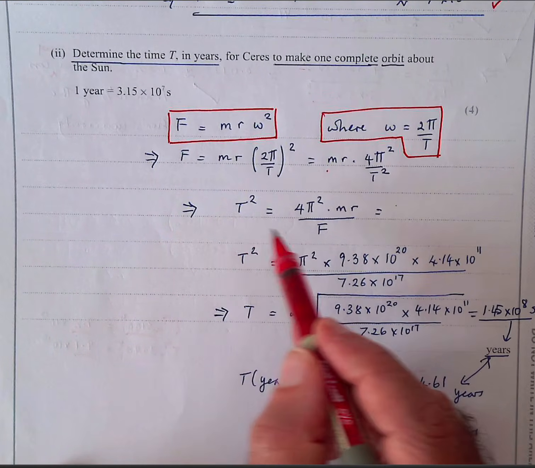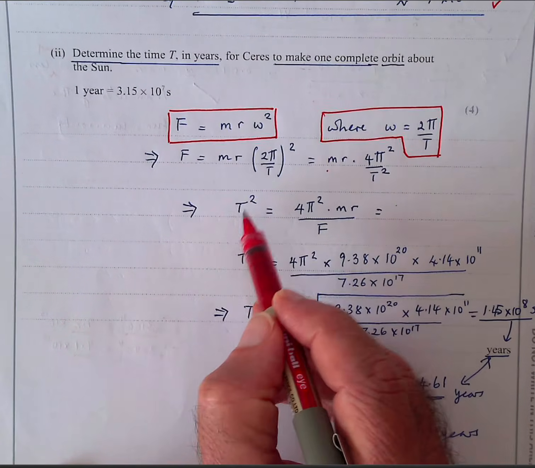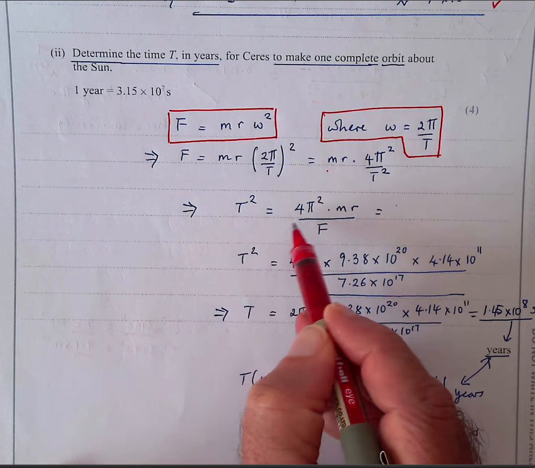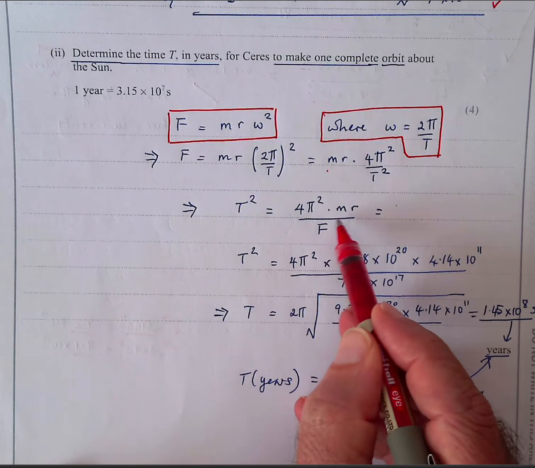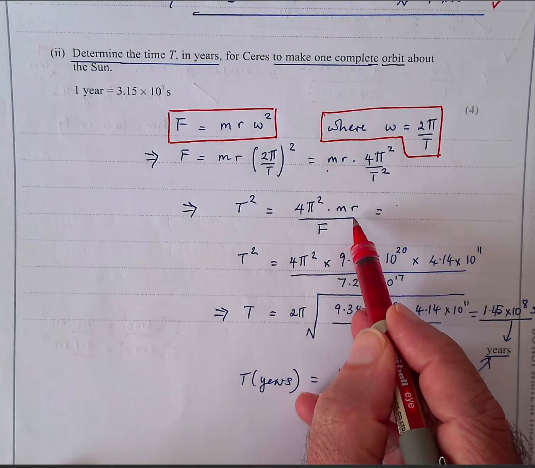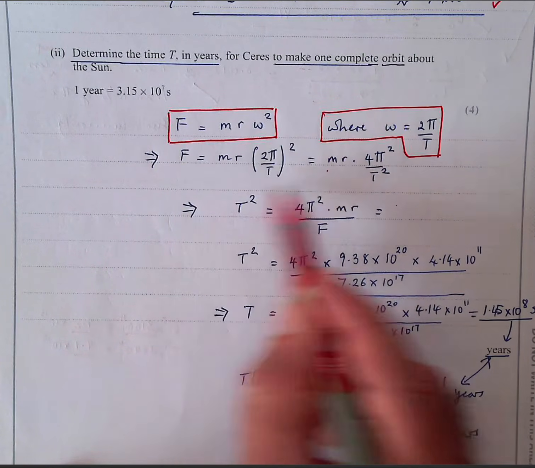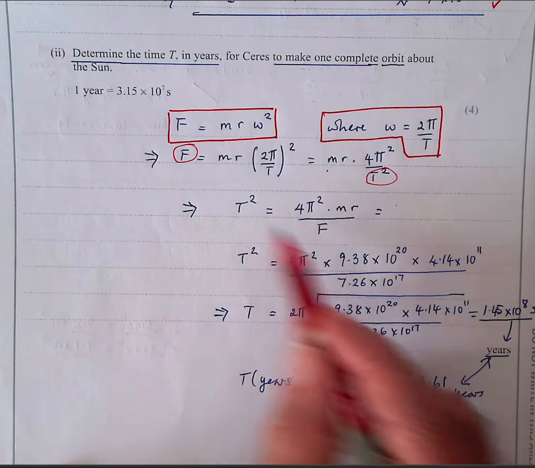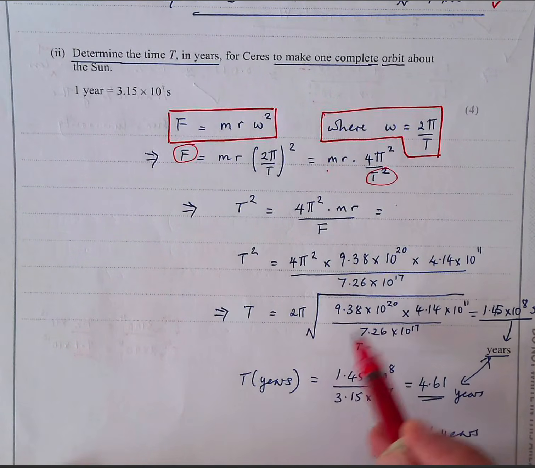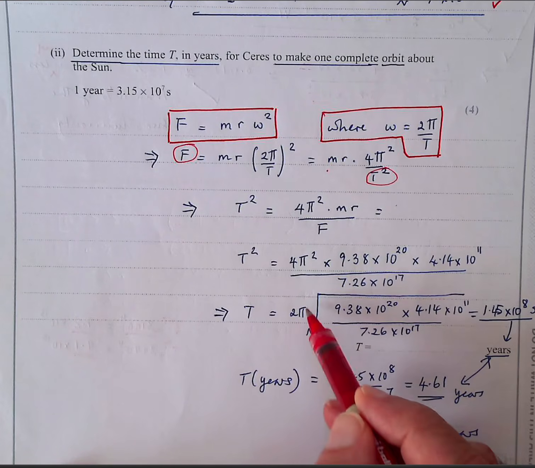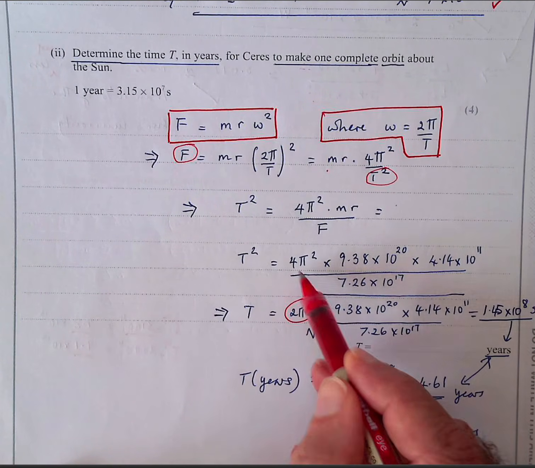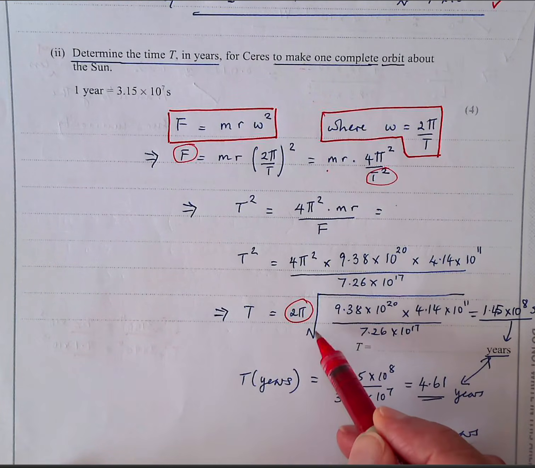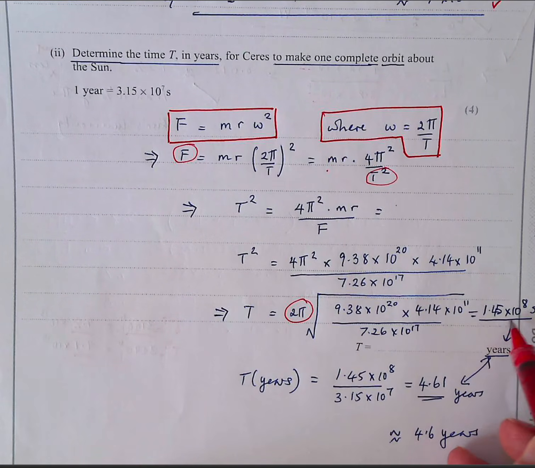So I did it this way. What are we trying to find out? We want to find out T. So I've made T the subject of the formula, which if you can do the algebra, you'll see is 4 pi squared m r divided by F. So basically the T squared and the F change sides. Put the numbers in, square root it, or the square root of 4 pi squared goes back to 2 pi, so it saves me doing that calculation. Put the values in, I get 1.45 times 10 to the 8.